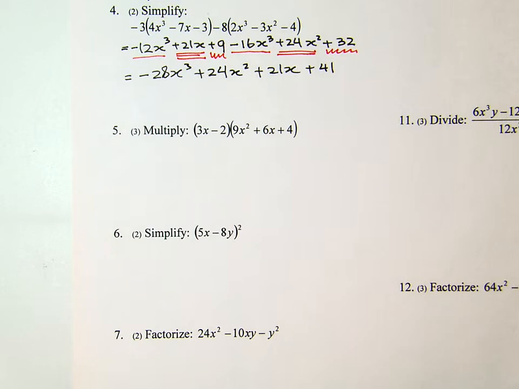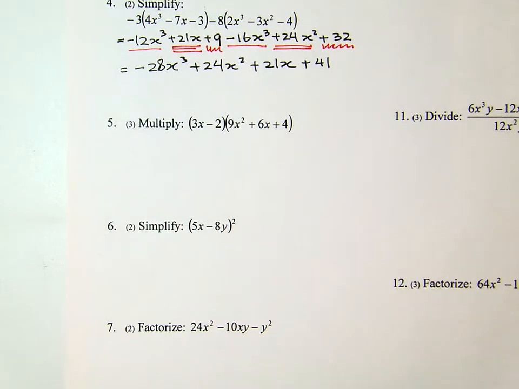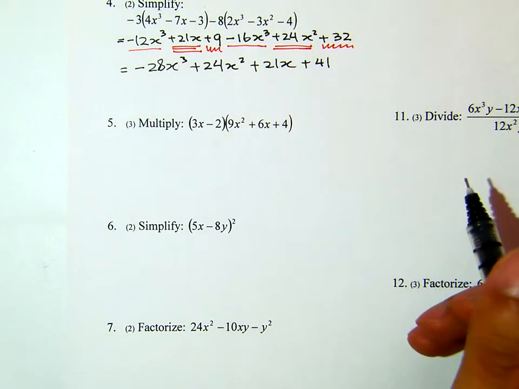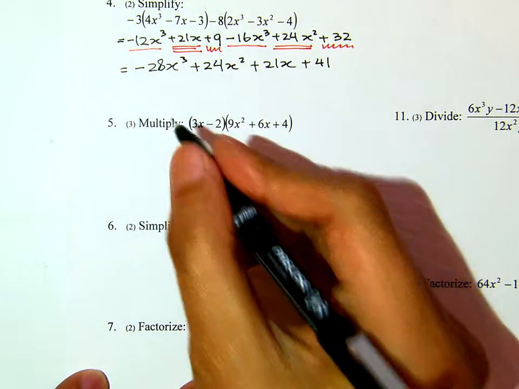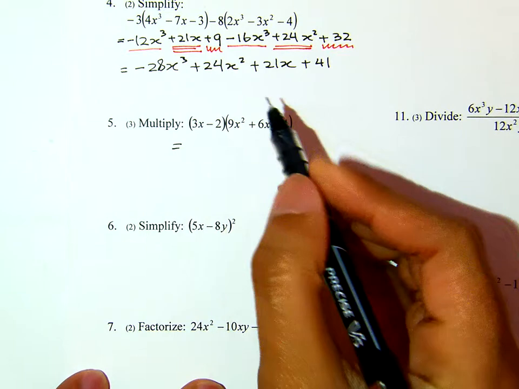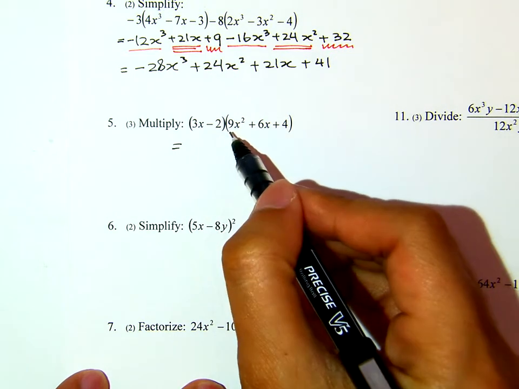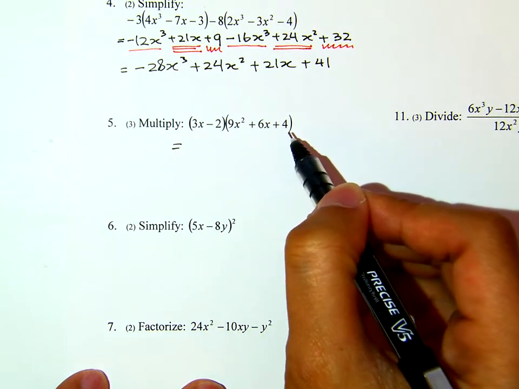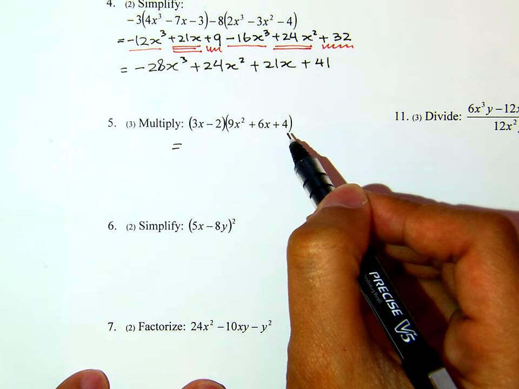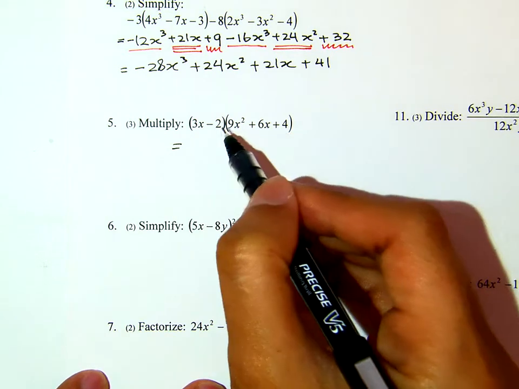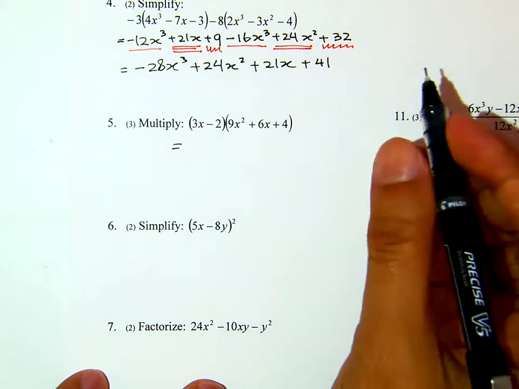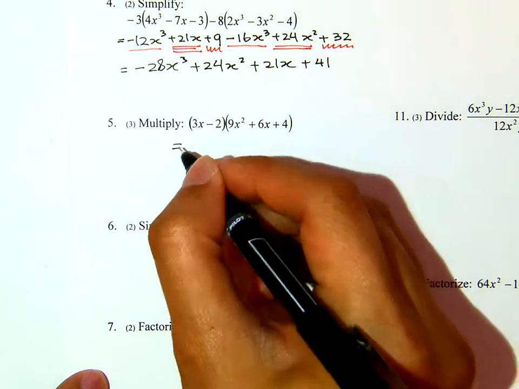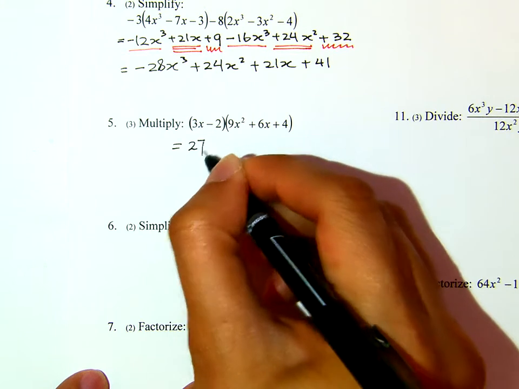Number 5, multiply this binomial by that trinomial. Now here what I will do, I will distribute the 3x to that group, and then after I'm done with distributing 3x with that group, I will distribute -2 to the same group. Okay, so the first one, 3x times 9x squared is 27x cubed.